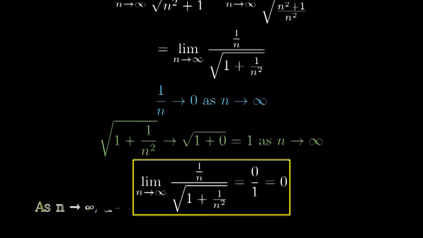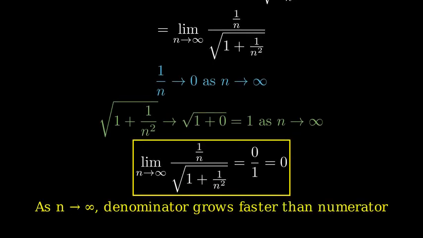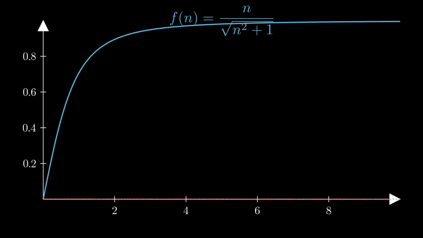This makes sense intuitively because the denominator grows faster than the numerator as n approaches infinity. Let's visualize this graphically. As n gets larger and larger, the function value gets closer and closer to 0.